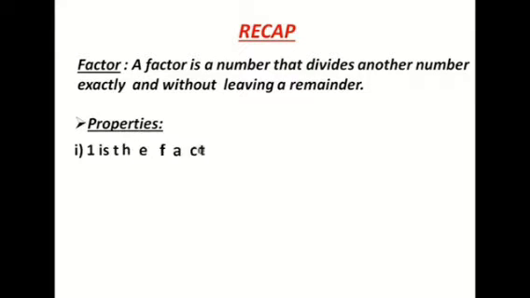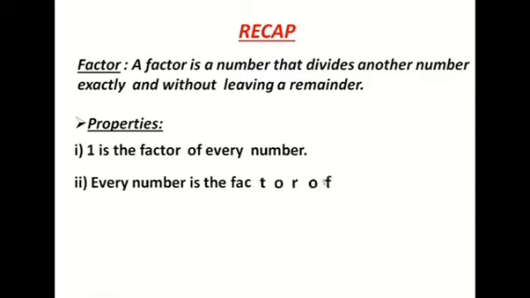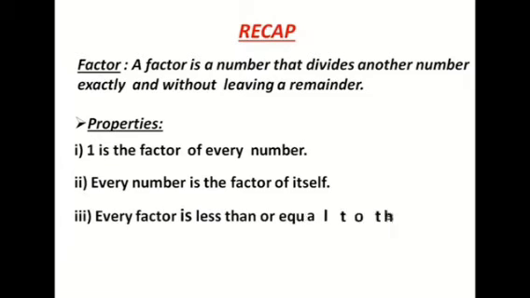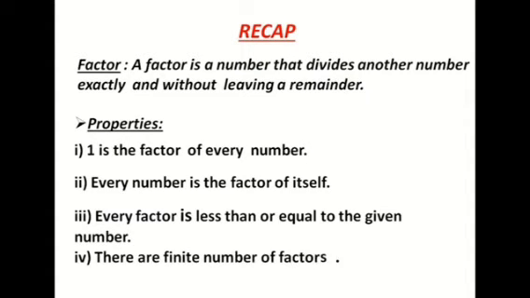So the first property I told was that 1 is a factor of every number. Point number 2, every number is a factor of itself. Point number 3, every factor is less than or equal to the given number. And the last point I told, there are a finite number of factors.